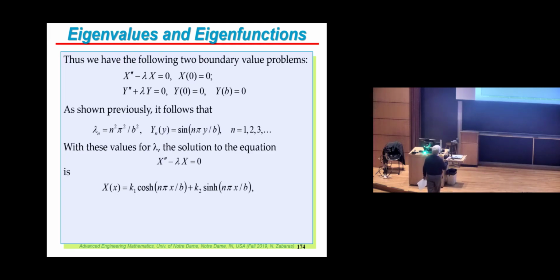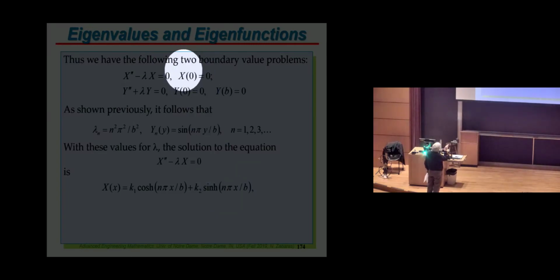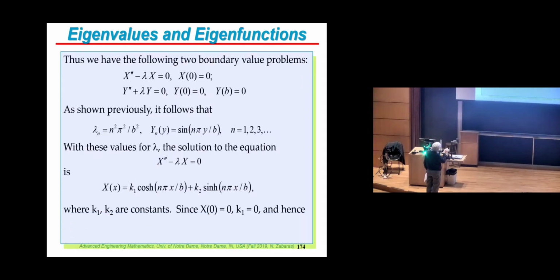Now, remember, what was the boundary condition for capital X that we had identified? That at 0 it is equal to 0. So at 0, the hyperbolic sine is 0. So K1 has to be equal to 0. Okay?